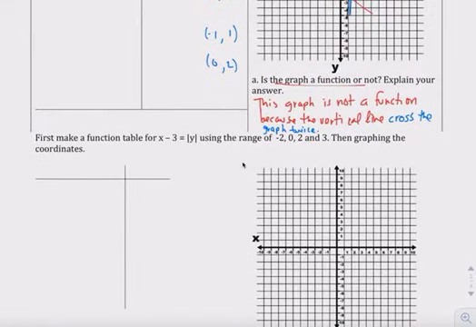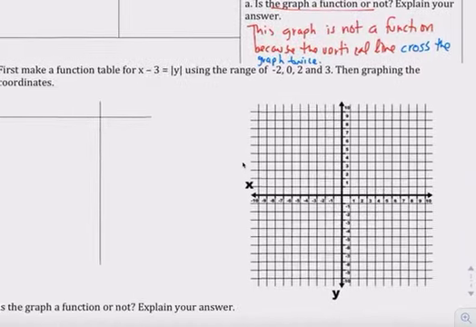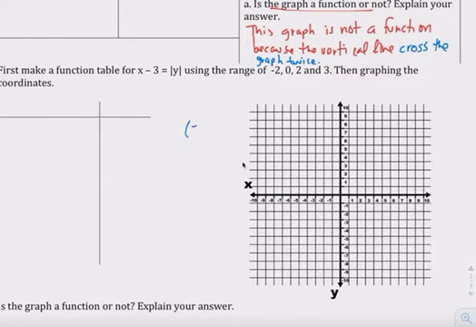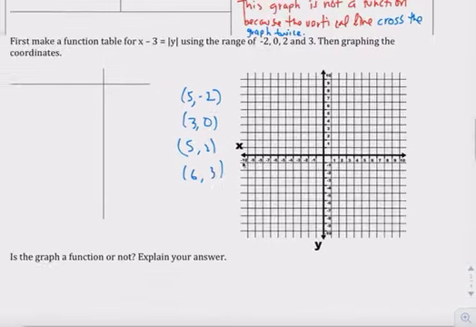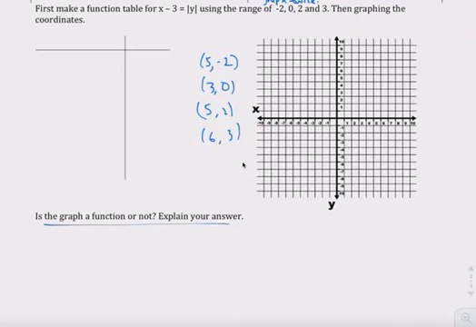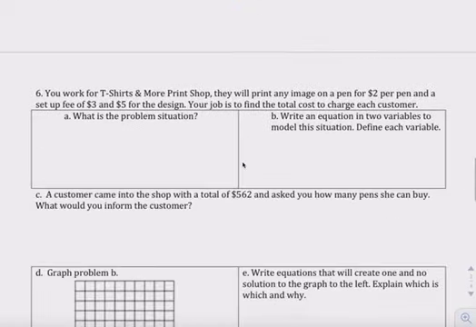Same explanation for the next one. The ordered pairs here are 5, -2, 3, 0, 5, 2, and 6, 3. Does the graph display a function or not?